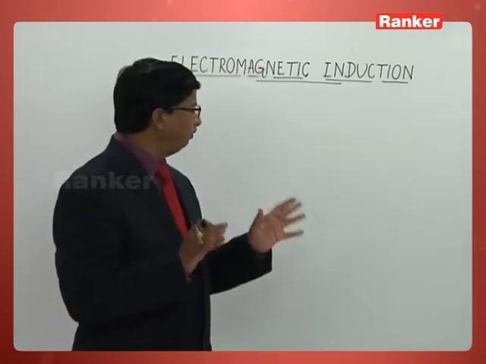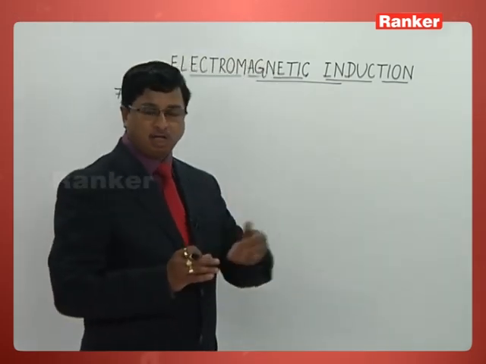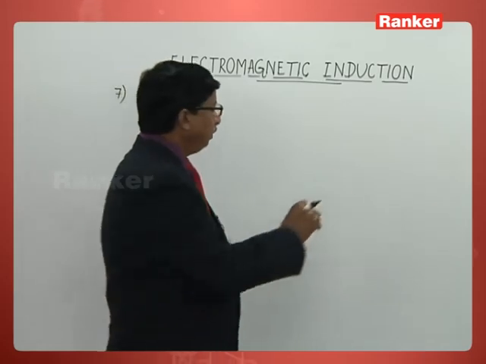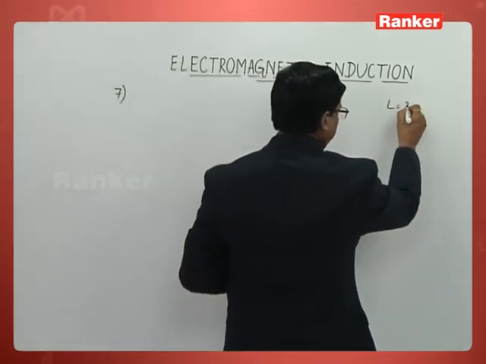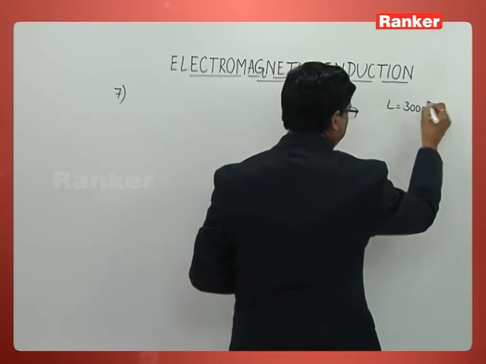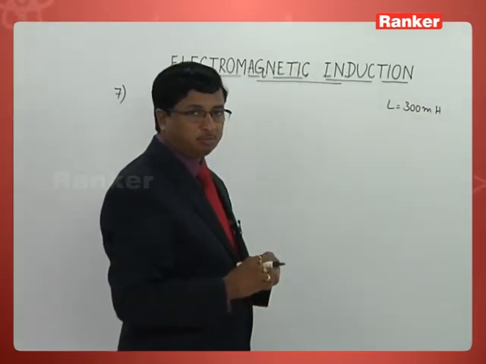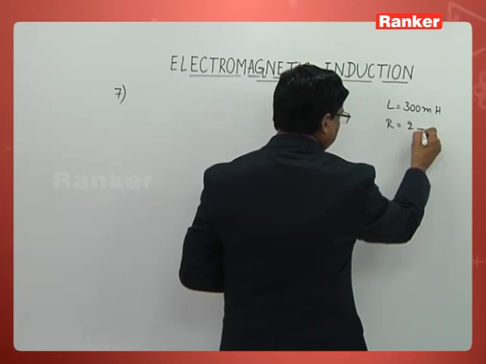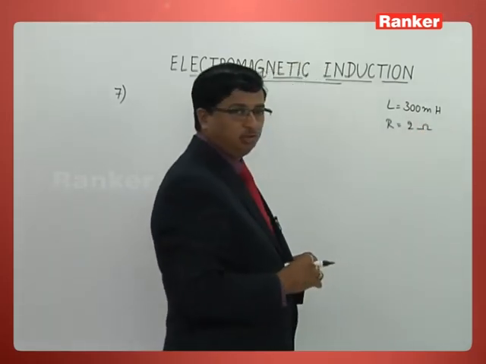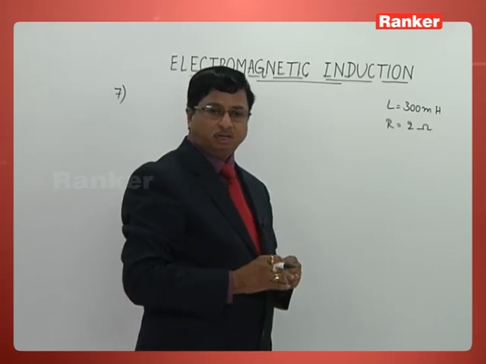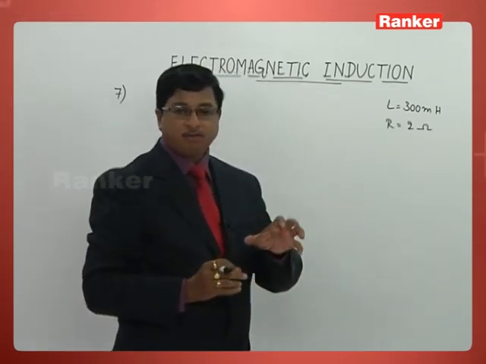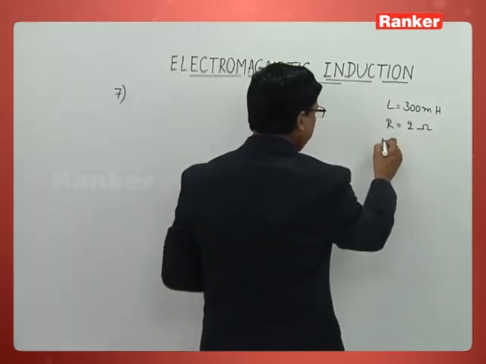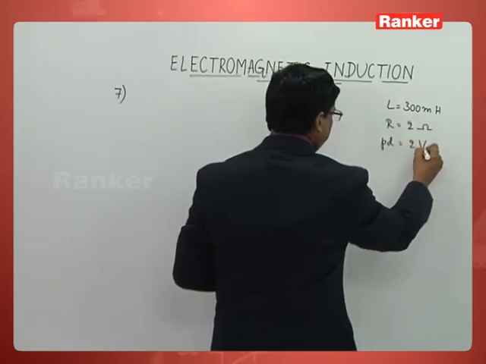What are the values he has given? First, let me write the data over here so that you can have the idea how to substitute those values in the formula required. He has given you the value of L first. It is 300 millihenry. That is the inductance value he has mentioned. And the resistance is given directly as 2 ohm. The current reaches half of its steady state in what time? And of course, the potential difference across the system is also given as 2 volt.